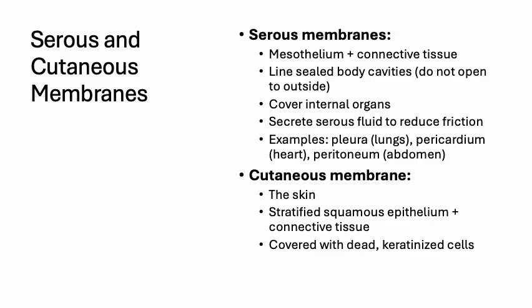Serous membranes are found lining sealed body cavities and do not open to the outside, such as the chest and abdominal cavities. They are made of epithelial cells called mesothelium and connective tissues. These membranes cover internal organs and secrete a watery fluid known as serous fluid, which reduces friction as organs move against each other.